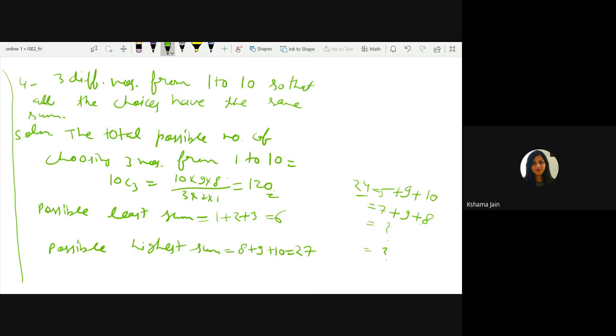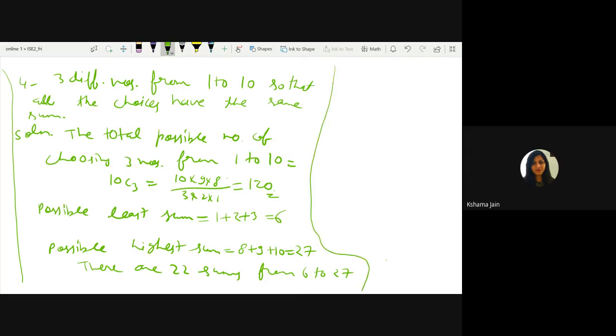The same, from 6 to 27 you have in total. From 6 to 27, how many numbers are there? 22. From 6 to 27 are 22, including them. So there are 22 sums from 6 to 27. Okay, so by making such sums, they are asking how many possible ways, actually the least number of ways of choosing combinations. Least number, at least number.